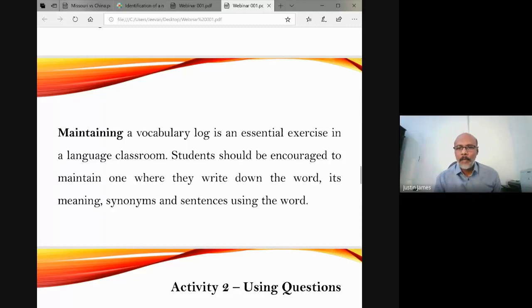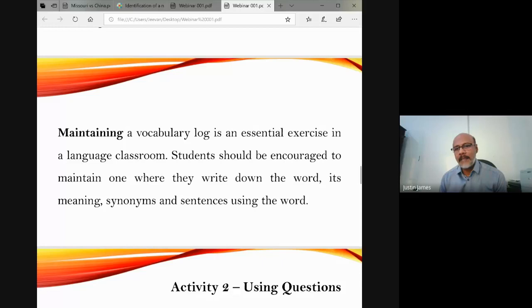This can be a kind of homework. Maybe you can ask them to produce it once a week and have a look at it. This will help them enhance their vocabulary. Once they use these words in a sentence and know the synonym, they will not forget the word.